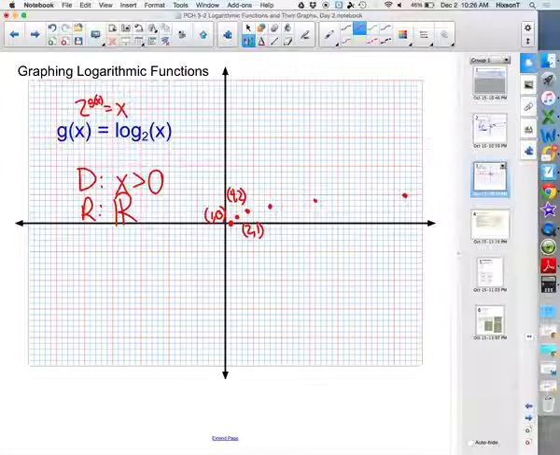So there we have our logarithmic function, the log base 2 of x. And this needs to approach the y-axis.